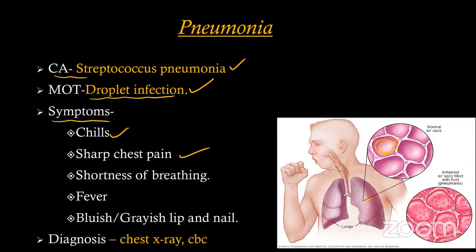The sharp chest pain happens because the oxygen exchange is decreased, right? So that's why he's going to get the chest pain and shortness of breath, and fever and bluish gray color of the lips and the nails. So the patient's lips and nails are going to turn blue. Why is it turning blue? The main reason is that the oxygen and carbon dioxide exchange is not going to happen, right? In the body, carbon dioxide accumulation is going to increase, while the oxygen supply is going to decrease, right?